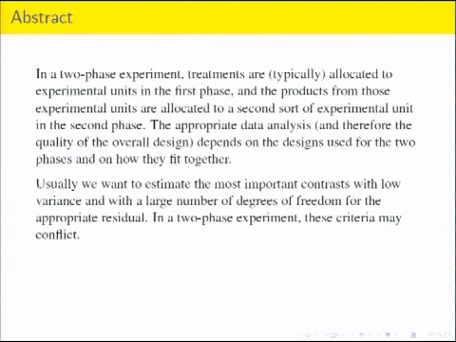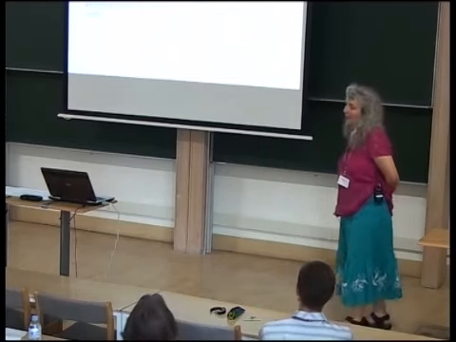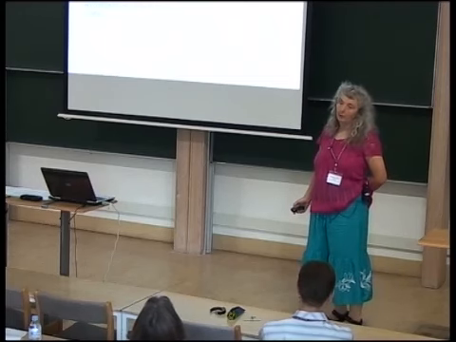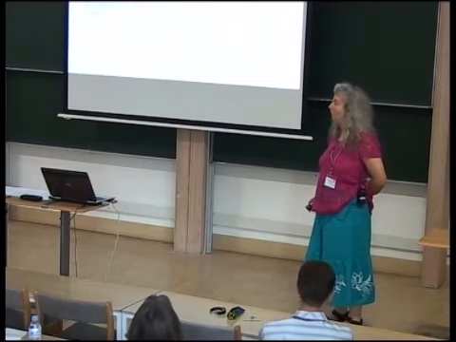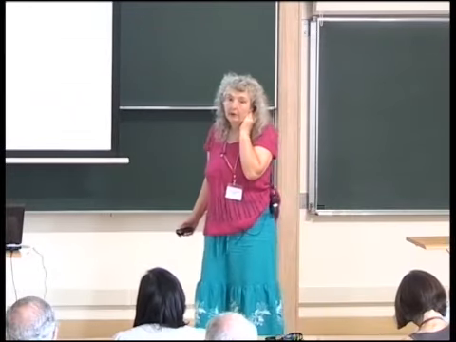Usually, I mean, this would apply in any design, you want to estimate the most important contrast with low variance and, if possible, a large number of degrees of freedom for the appropriate residual. And you find that if you've got a two-phase experiment, those two criteria can conflict. So really, I'm going to be discussing issues and examples. There won't be very much in the way of formulas. And Desmond Patterson's design key was a tool I learnt a long time ago, and I found it can be quite helpful for thinking about how to construct two-phase experiments.